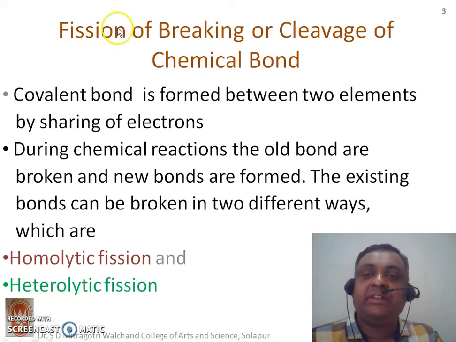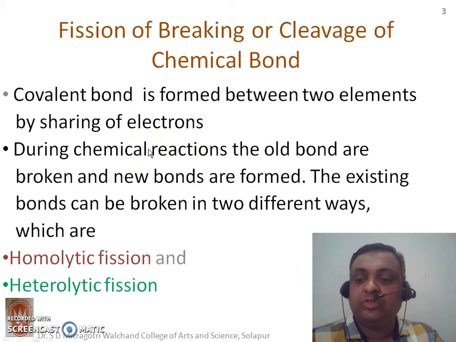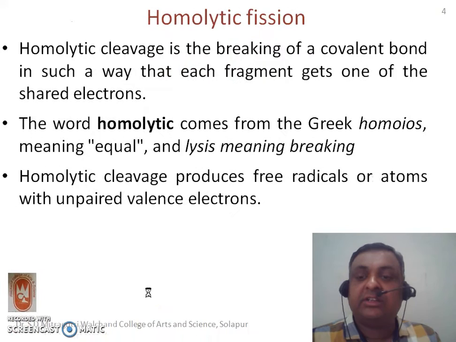First, we will start with fission or breaking or cleavage of chemical bond. Covalent bond is formed between two elements by sharing of electrons. During the chemical reaction, old bonds are broken and new bonds are formed. The breaking and making of the bond takes place in two different ways, by homolytic fission or by heterolytic fission. Let us see first the homolytic fission.